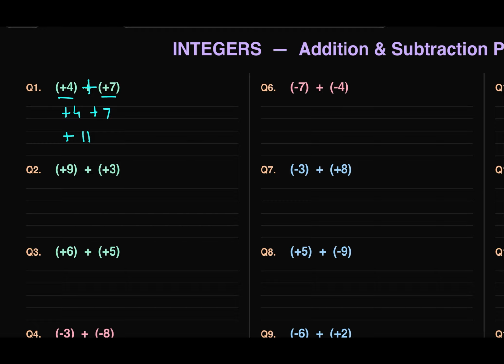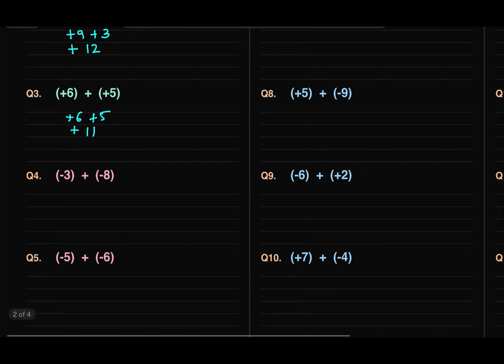Next one, again positive and positive. So plus 9 plus 3, 12. Again positive. Next, first we have to remove the bracket, sorry. So plus 6 plus 5. You add and write the positive sign, 11. Next one, again remove the bracket. So I just want you to put minus 3 minus 8. What do we do in this case? We add the numbers, 8, 9, 10, 11, and write the minus sign.